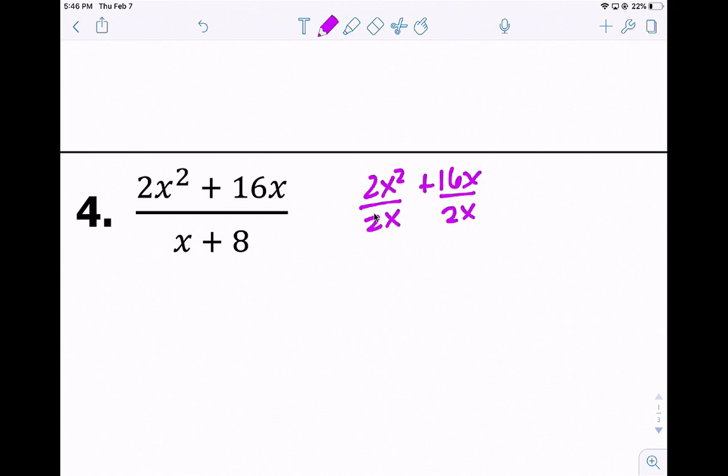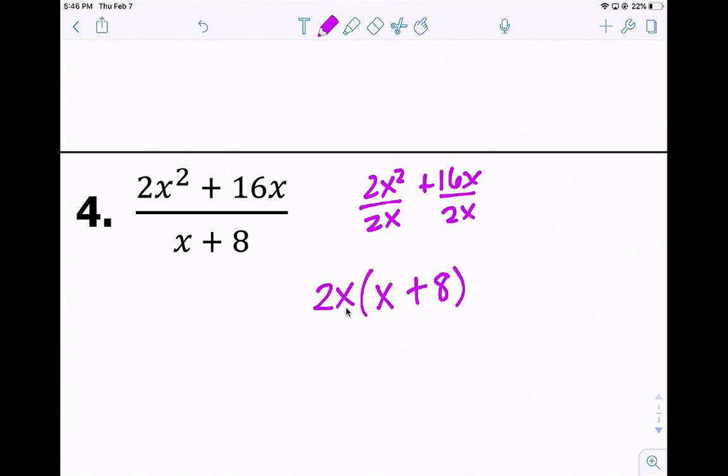So remember when I do that, I put the 2x in the front. That's what I'm dividing out. What's left over goes in parentheses. So 2x squared divided by 2x is just x, plus 16x divided by 2x is 8. So I just factored the numerator using greatest common factor.